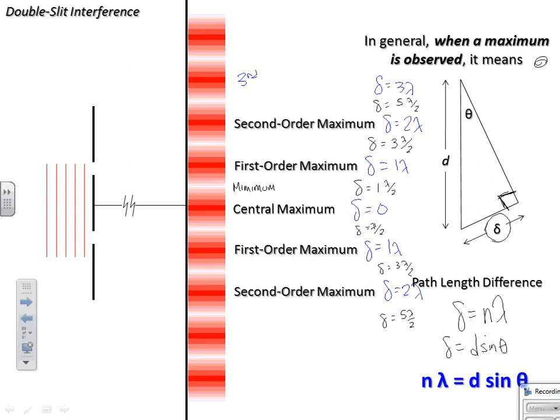Makes sense? And here's the big boy. That's the one you use all the time for these. And lambda is d sine theta. That's the criteria for a maximum. Maximum means bright or loud. It means constructive interference.